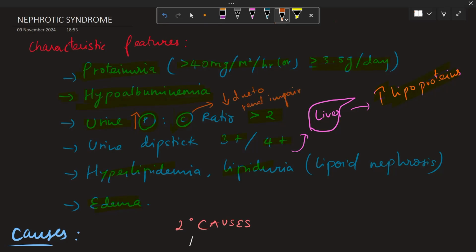And urine protein creatinine ratio is the diagnostic test. If the examiner asks you what is the one diagnostic test you will do to diagnose nephrotic syndrome, your answer should be urine protein creatinine ratio, and the value should be more than 2 to diagnose nephrotic syndrome. And urine dipstick test will be 3+ or 4+.